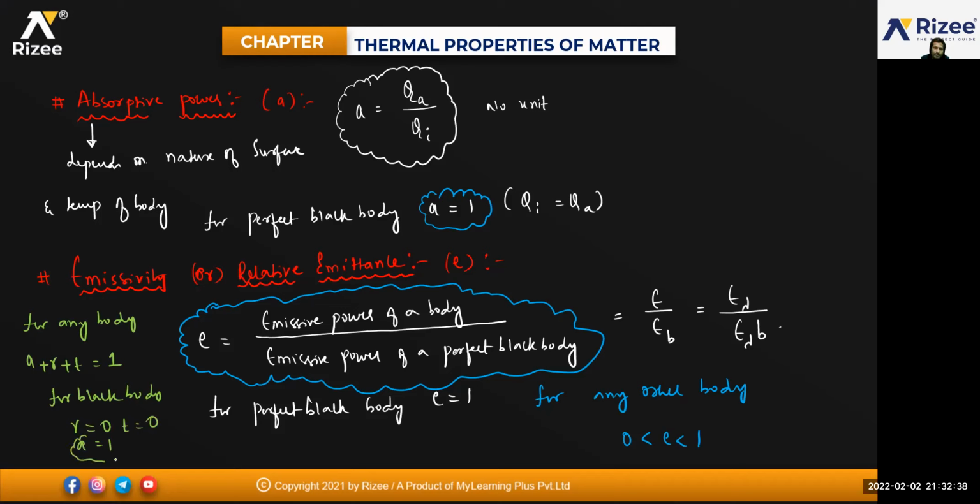Very important point. For any body, absorptive power plus reflective power plus transmittance must be equal to 1. For a black body, reflectance power is 0, transmittance power is 0, so absorptive power will be equal to 1.